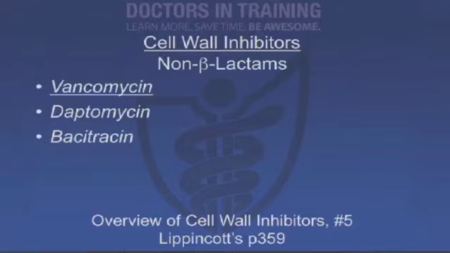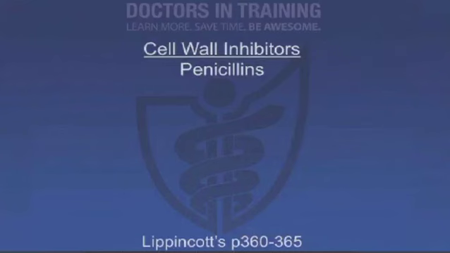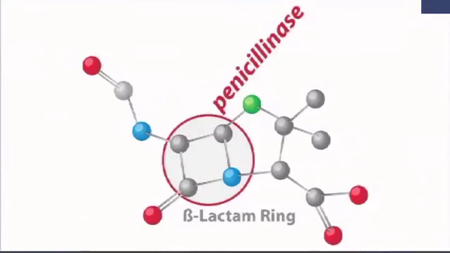All right, let's begin our talk about cell wall inhibitors. First we'll be discussing the beta-lactam cell wall inhibitors, and we'll begin with the penicillins. So let's talk about the structure. There's a 6-aminopenicillanic acid residue that forms the basis of these penicillin drugs, and the beta-lactam ring is a part of this residue.